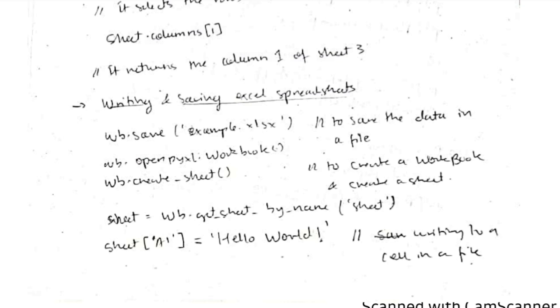The next operation which you can perform on the Excel spreadsheet is writing and saving. To save you will use wb.save, and to write on it we will use the same thing. You will create a new sheet, and after that get the sheet by name, and after that you write on the cell you want, whatever value.